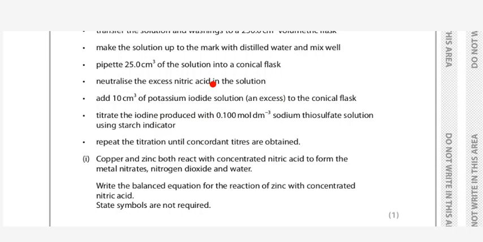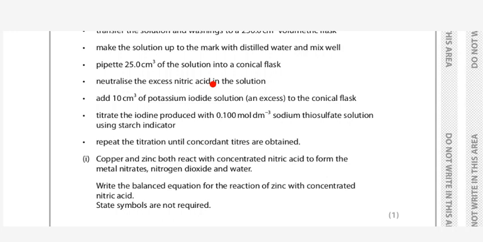Starch is added when it's very close to the endpoint, and the color change will be from blue-black to colorless. Because iodine forms a blue-black complex with starch, at the endpoint it turns colorless. Repeat the titration until concordant titers are obtained. That's titers which differ by 0.2 or less than 0.2.